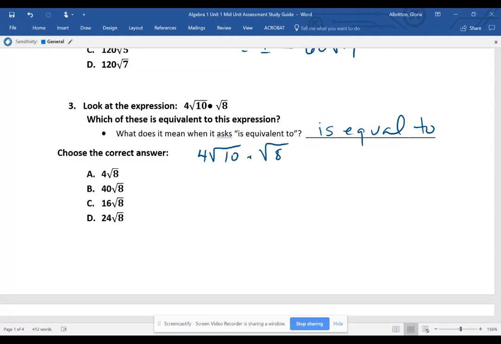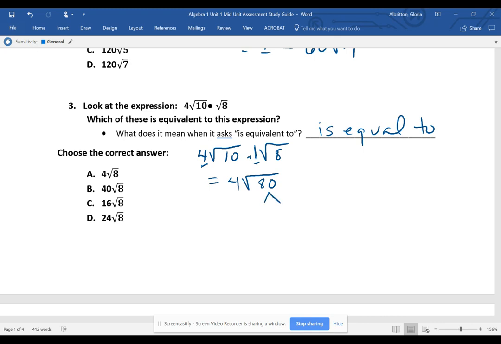Again, the steps for multiplying are step 1, multiply the coefficients. So I see 4, but I don't see a coefficient here. And remember, if you don't see a coefficient, it's understood to be a 1. So in this case, I have 4 times 1, which gives me 4. And I have 10 times 8, which gives me 80. Now I've got to simplify, because I've done step 1, multiply the coefficients. I've done step 2, multiply the radicands, and that gave me 80. Step 3, simplify.